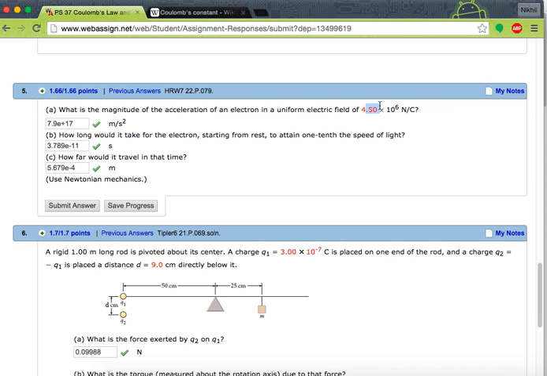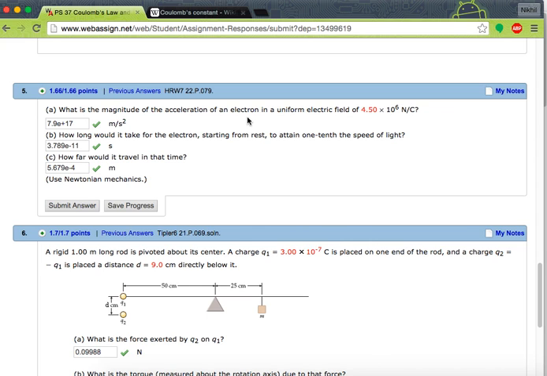It gives us E. So we have 4.5 times 10 to the 6th newtons per coulomb times Q. It's an electron, so we know the charge of an electron, times 1.6 times 10 to the minus 19 coulomb, and then coulombs will cancel, equals MA, and we know the mass of an electron too. The mass of an electron is 9.1 times 10 to the minus 31 kg.